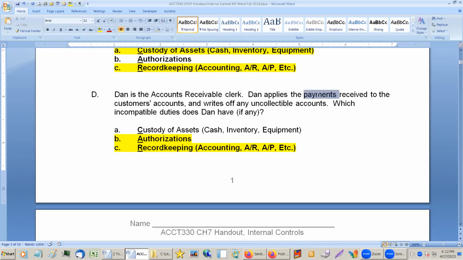So the write-off of the uncollectible accounts, it's authorization? Yeah. And this is something that you should not let. Give me 1 second here.